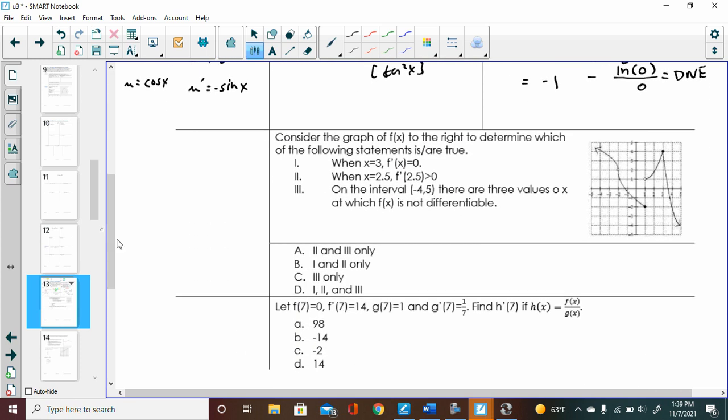All right? So it says, consider the graph of f of x to the right to determine which of the following statements is true. It says when x equals 3, f prime of x equals 0. So only if I have a curve. Remember, corners, these little cusps like this, and breaks are places where derivatives do not exist.